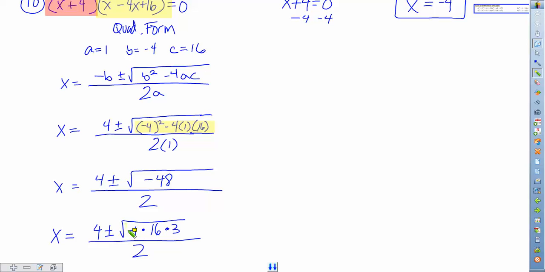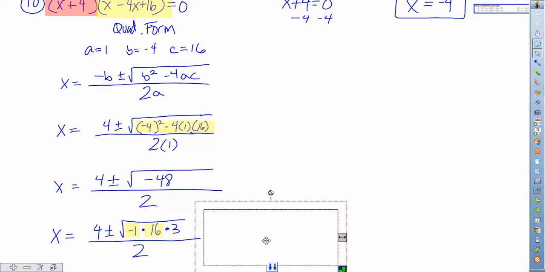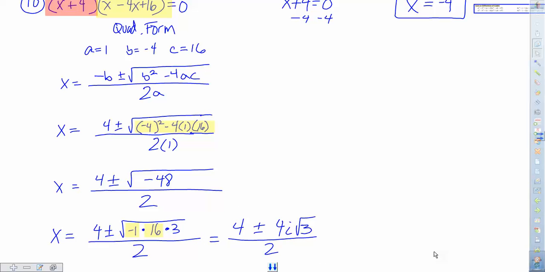And so then I can take the square root of -1, I can take the square root of 16, right? And so then what we'd end up with here this time is 4 plus or minus the square root of 16, which is this 4 that you see right here, and the square root of -1 would be the i, and then the square root of 3, and that's all divided by 2.